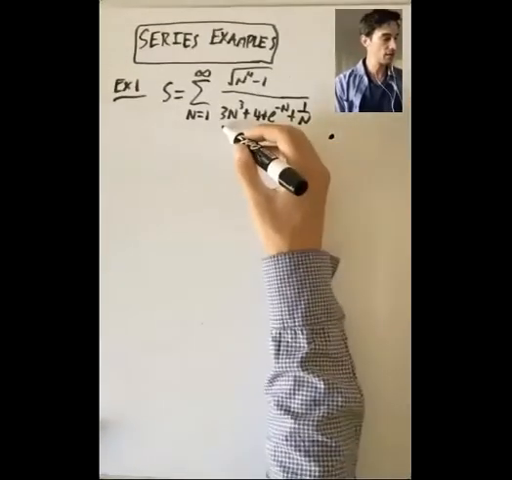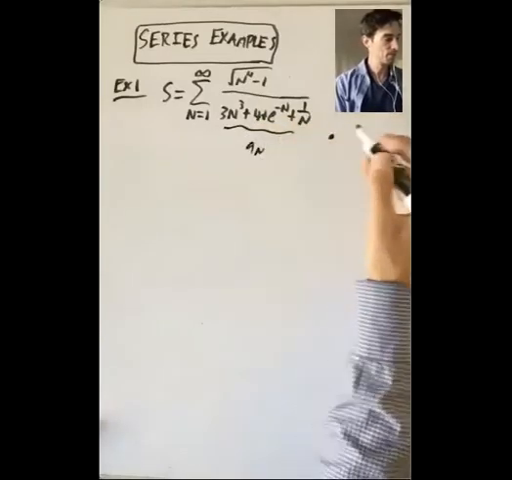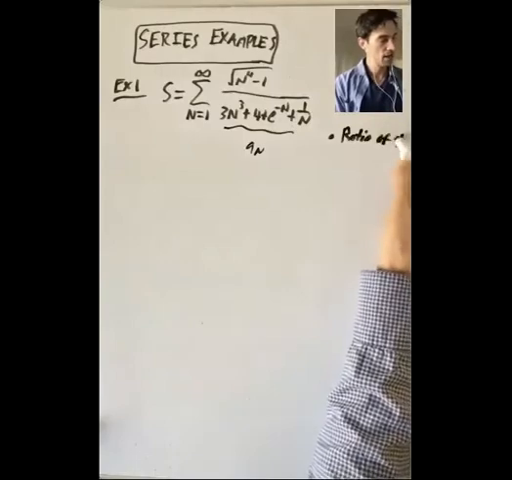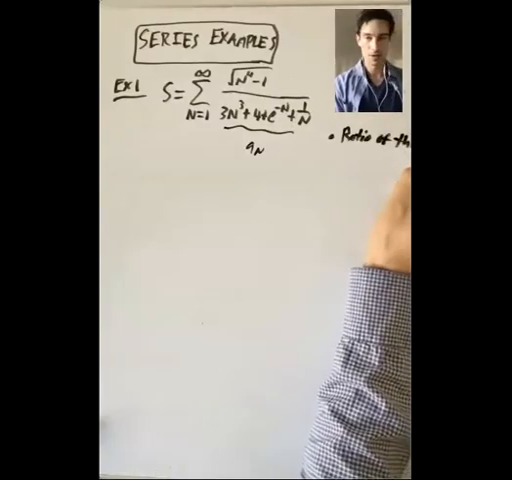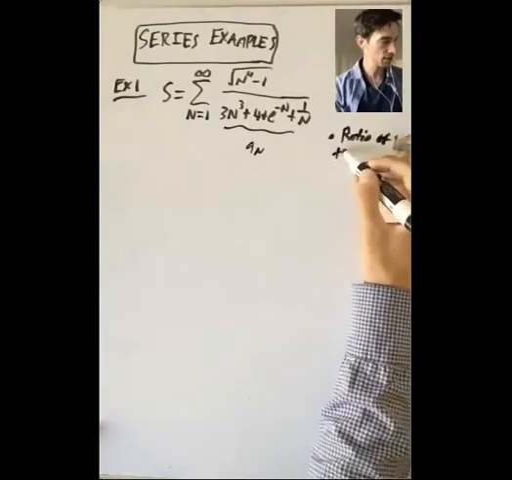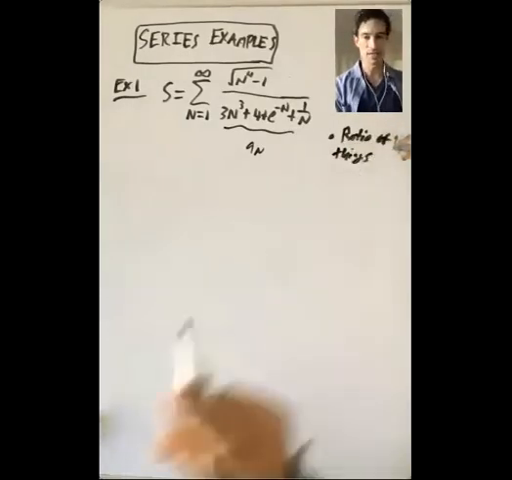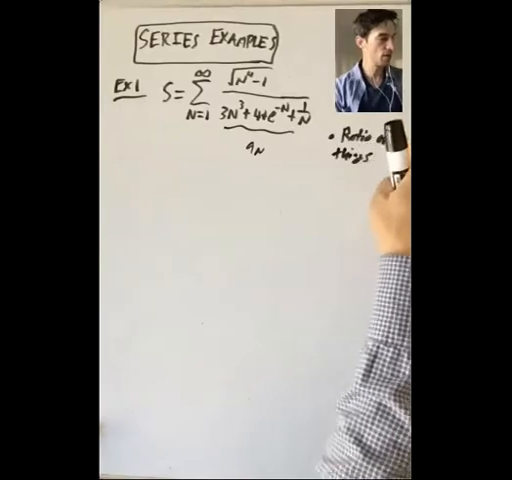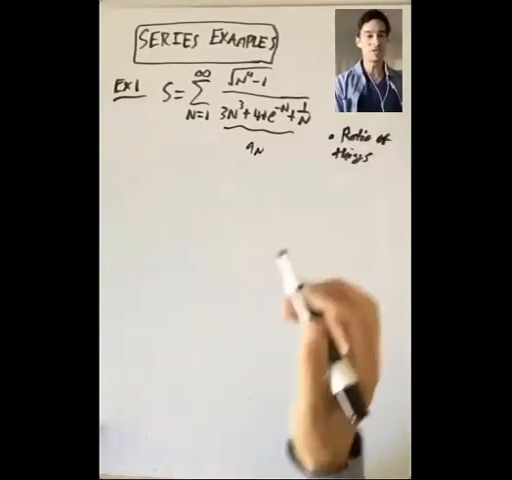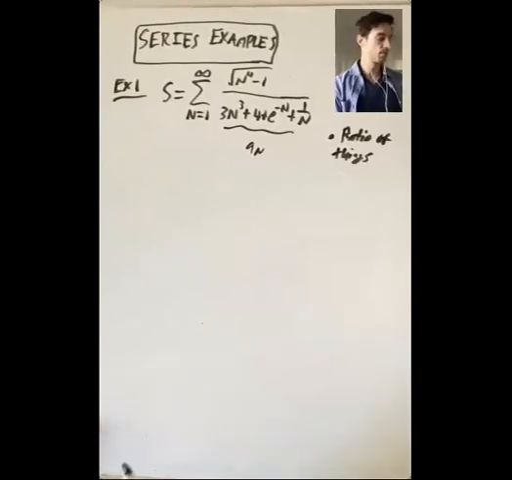Our an is given to us as a ratio of things. Let me write this a little clearer. So it's a ratio of things. And remember, the ratio test is good for ratios of things when there's going to be a lot of cancellation when you divide an plus 1 over an, but so is the limit comparison test.